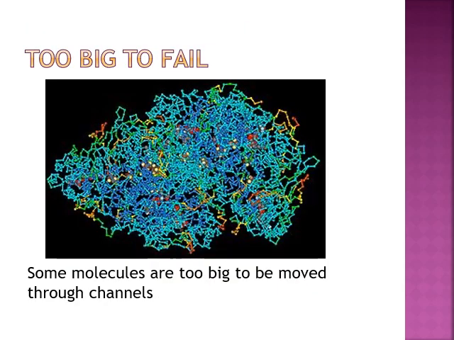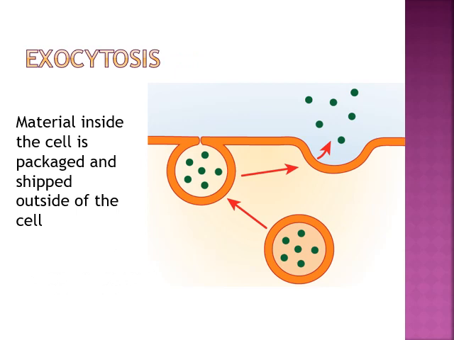Some molecules are just too big to move through channels, too big to fail. Nucleic acids are huge. Certain proteins are gigantic. In order to move those through the membrane, you have to use a process called either exocytosis or endocytosis. Exo means out, cyto is cell, and osis means action, so outside cell action.